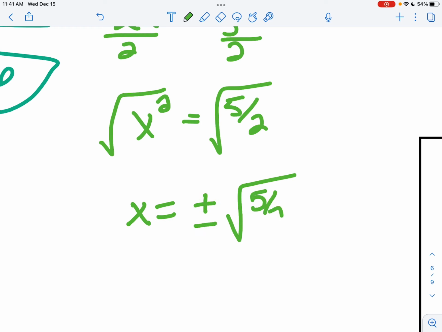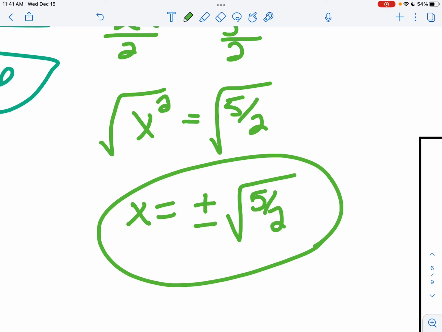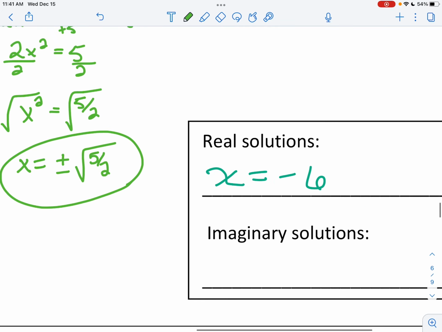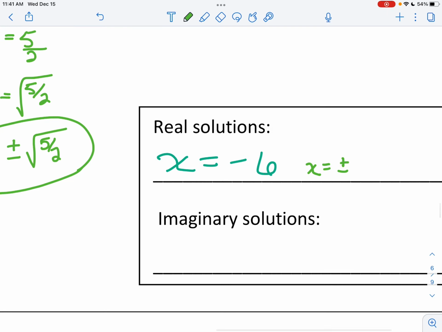Now, we could rationalize this. We could write it as the square root of 5 over the square root of 2 and rationalize it, but to be honest with you, if you get this far today, I'm pretty darn happy. How are those, real or imaginary? Real. That is correct. So in green, I should write them separately. A positive square root of 5 over 2 and a negative square root of 5 over 2.